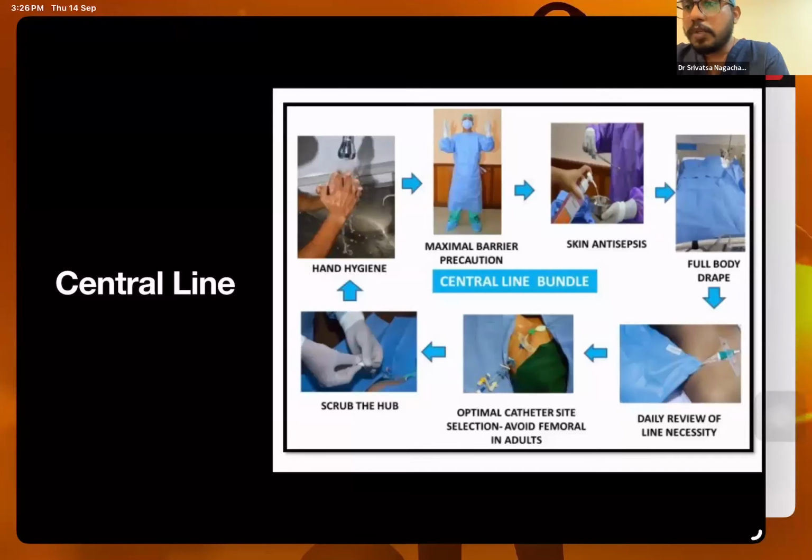And make sure of optimal catheter site selection, and avoid femorals as much as possible in adults. Subclavian is the best one, but if subclavian is not possible or an institution doesn't allow you to put subclavians, then go for the internal jugular veins, but avoid femoral and keep the femoral for the last thing. And whenever you are doing the maintenance, always scrub the hub before injecting any drugs.